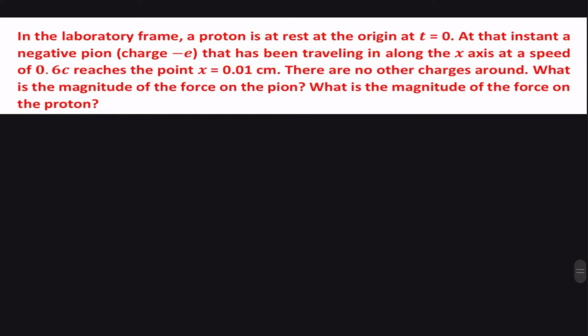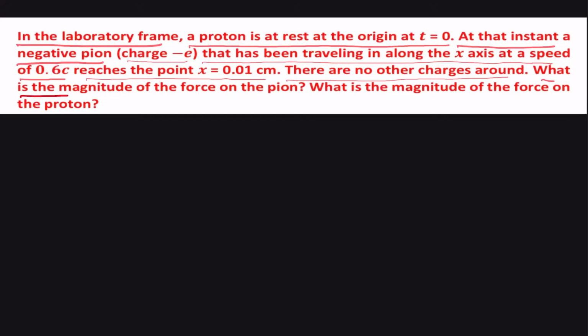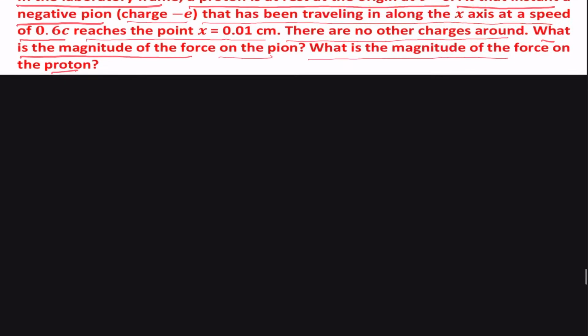In this question, it is almost the same as the previous one with a minor difference. In a laboratory frame, a proton is at rest at the origin at t equal to 0. At that instant, a negative pion, charge minus e, that has been traveling along the x-axis at a speed of 0.6 c reaches the point x equal to 0.01 centimeter. There are no other charges around. What is the magnitude of the force on the pion, and what is the magnitude of force on the proton?